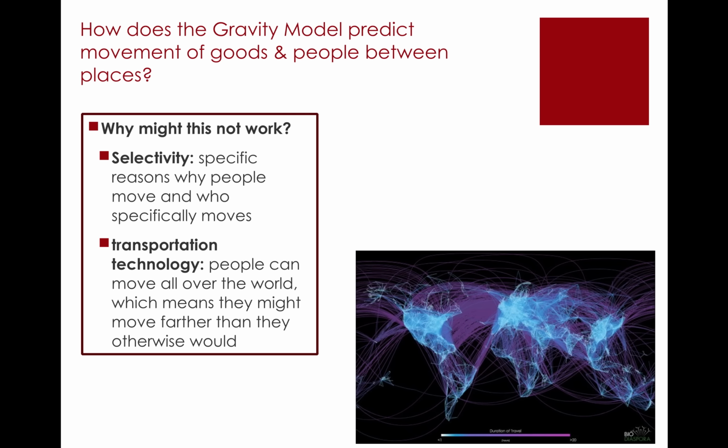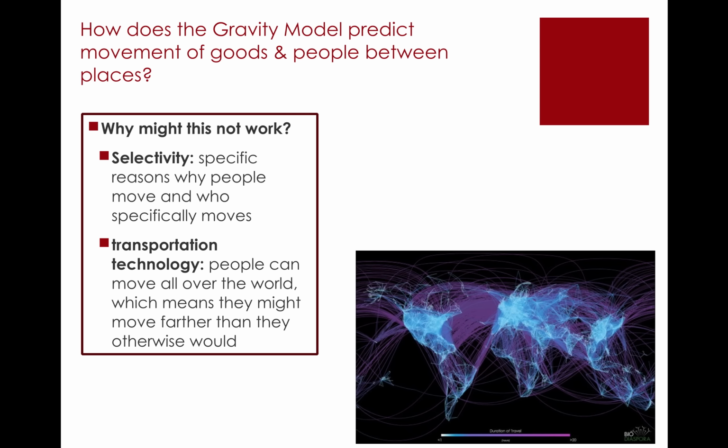And moreover, transportation technology. Now, that's a picture of the global flight patterns. Global flight patterns mean that you can be anywhere in the world in a matter of hours, right? It could be 24 hours, but you could be anywhere in a matter of hours. And that means that people might move farther. The distance might not matter to them as it once did.